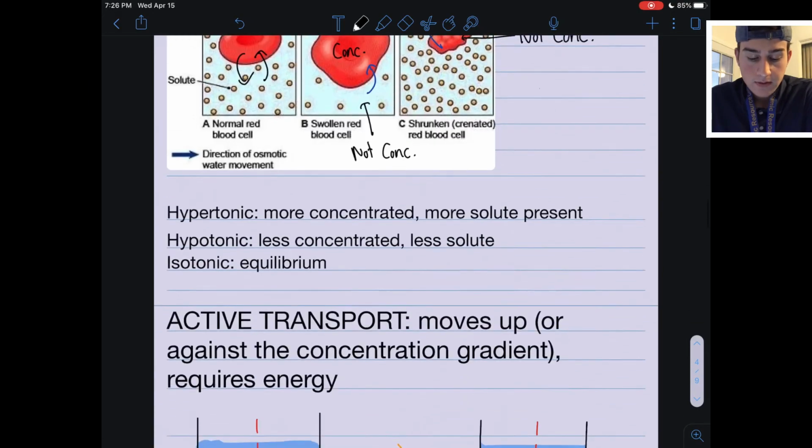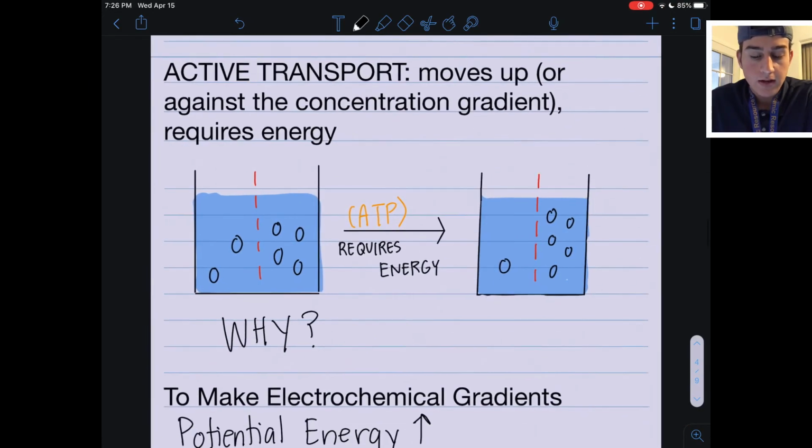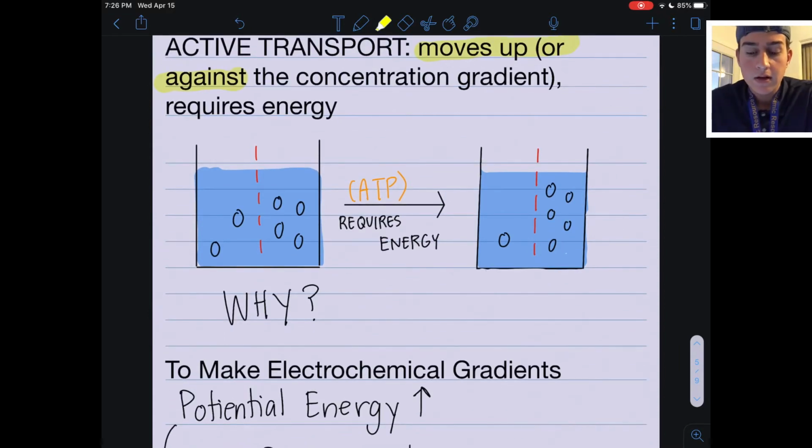Okay? The next thing we went over is active transport. And active transport moves up or against the gradient. That's extremely important. Moves up or against the gradient. And it requires energy. For this class, we mostly use ATP as the energy source. So why do we do this?